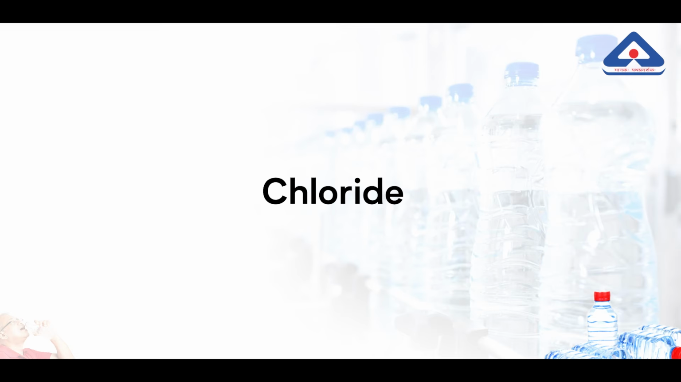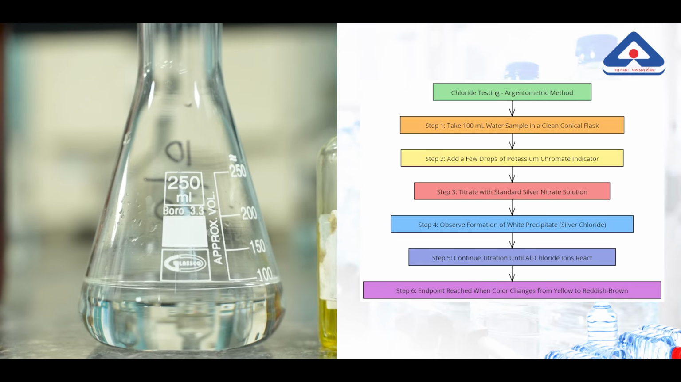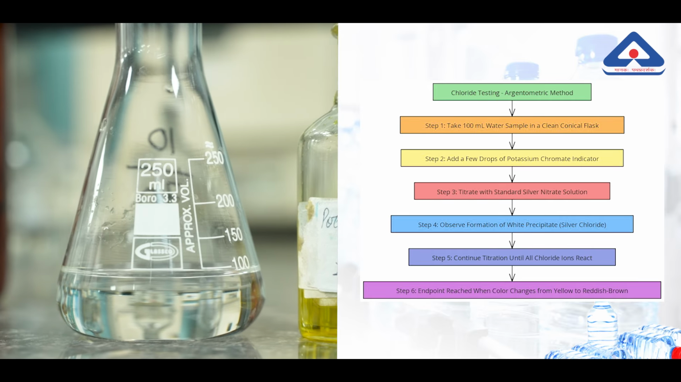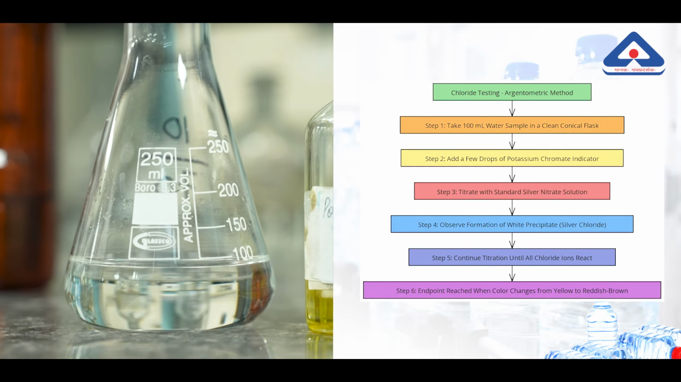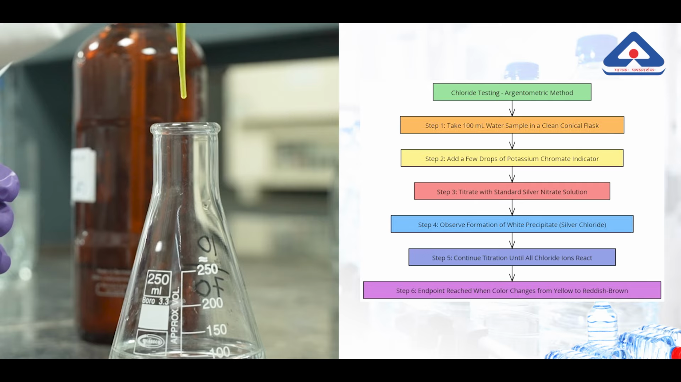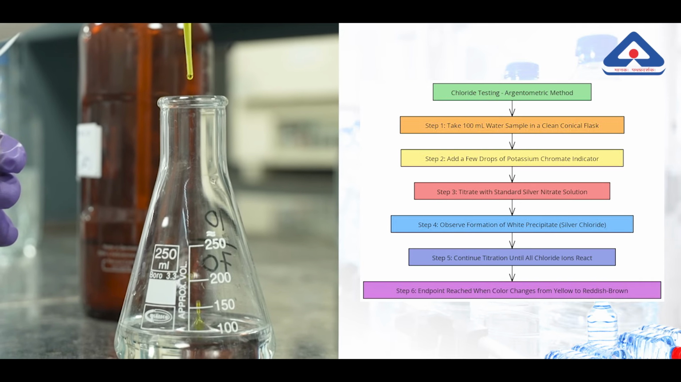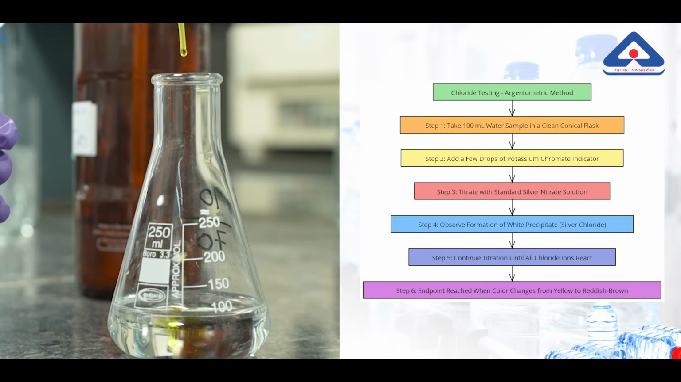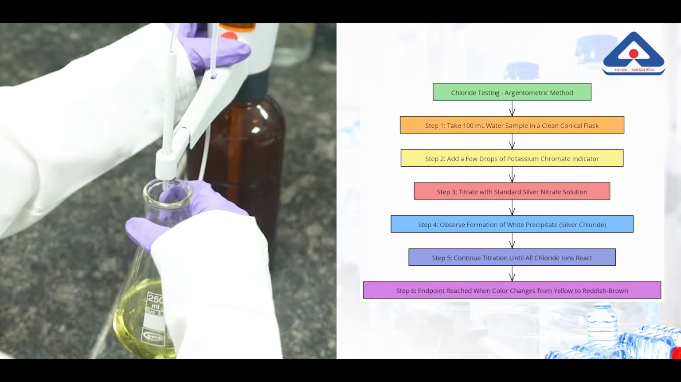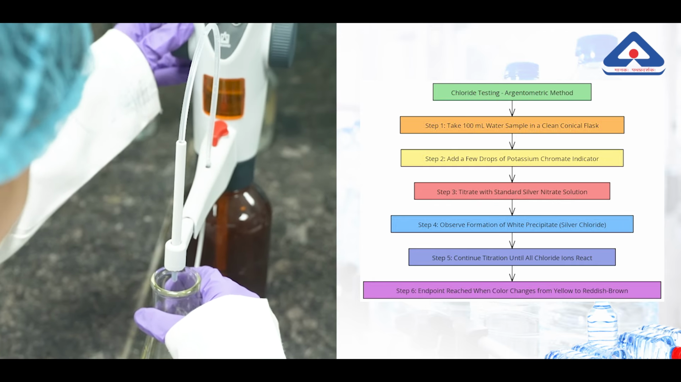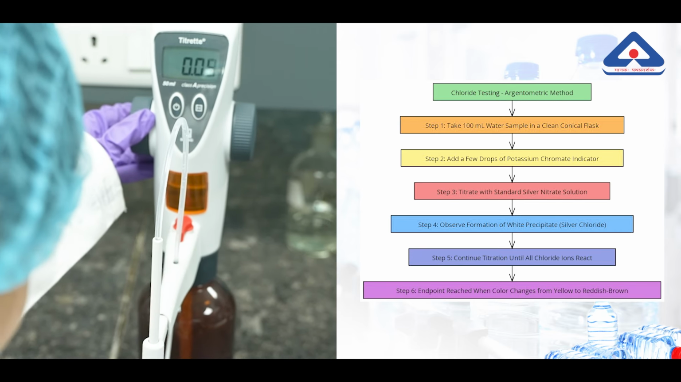neutralized. Let's go through the procedure for testing chloride in packaged drinking water using the argentometric method. We begin by taking a 100 milliliter sample of the water and transferring it to a clean conical flask for titration. To the sample, we add a few drops of potassium chromate, which acts as the indicator in this titration. Now, we titrate the sample with standard silver nitrate solution.